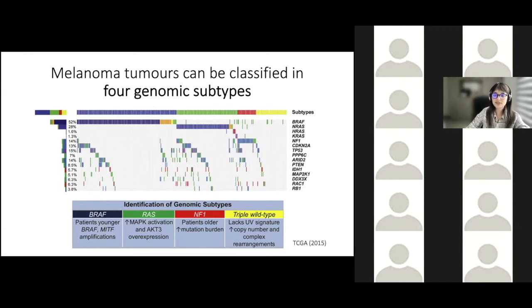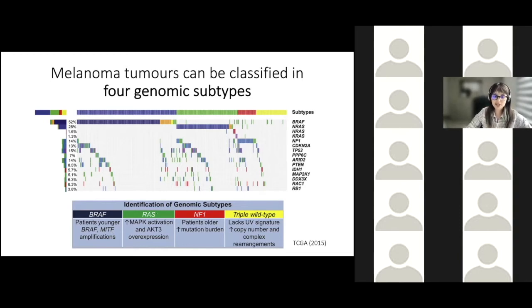Now, about 15% of these tumors do not have mutations in any of these genes. So these are what we call triple wild type. Now, an important thing about this kind of analysis is that many times we can find that these different genomic profiles do associate with different patient characteristics and clinical characteristics. For example, the BRAF patients tend to be younger and have specific other alterations, such as in a gene called MITF, which is important for melanocytes.